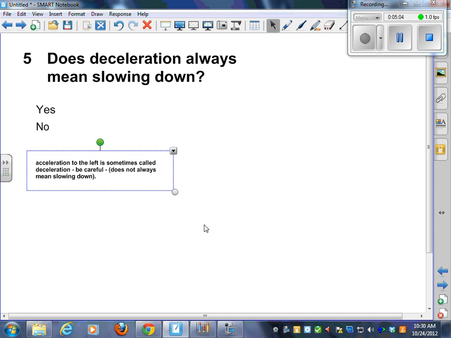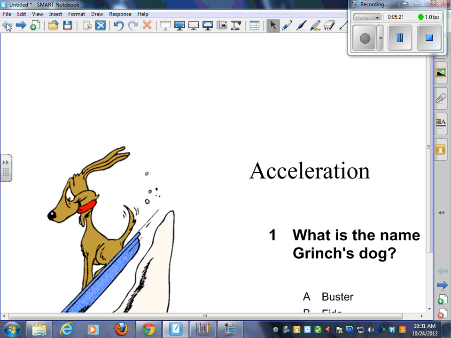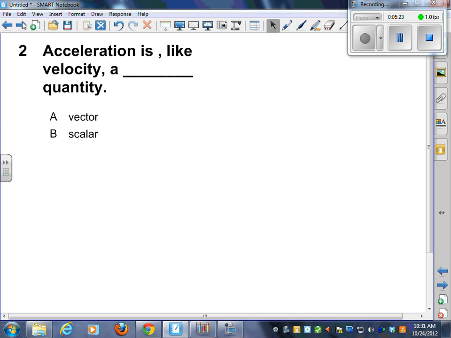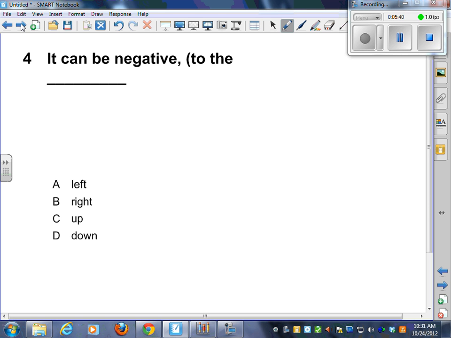You might want to jot this down. You could consider these actually notes. I haven't really said they're notes yet, right? Do you need to write anything down from any of these slides? Do you need to write down that acceleration is a vector? I hope not. Do you need to write down that it's positive when it's to the right and up? I hope not. Do you need to write down that it's negative when it's to the left and up, or left and down?